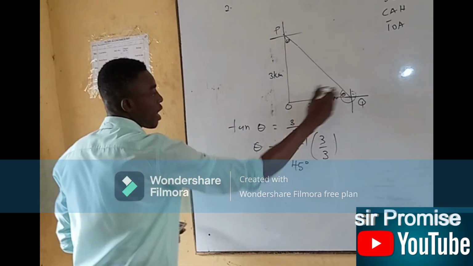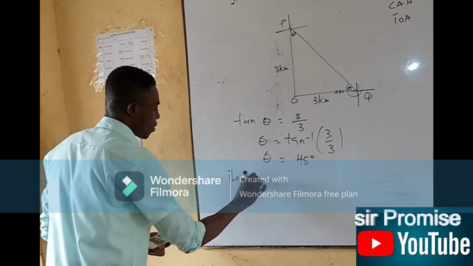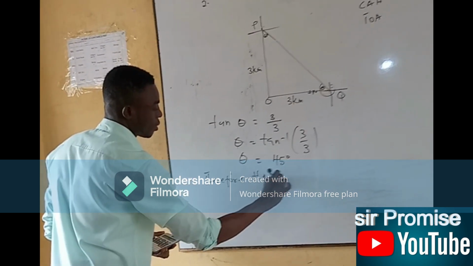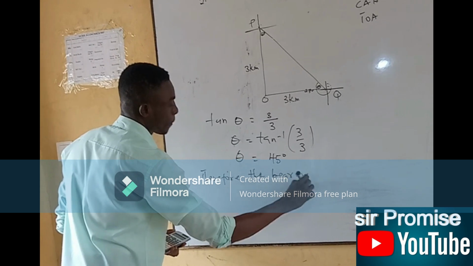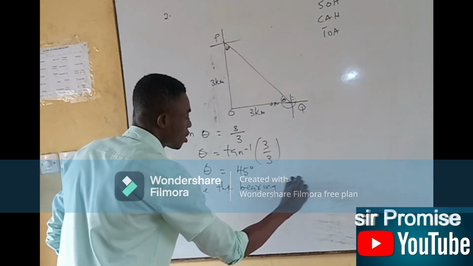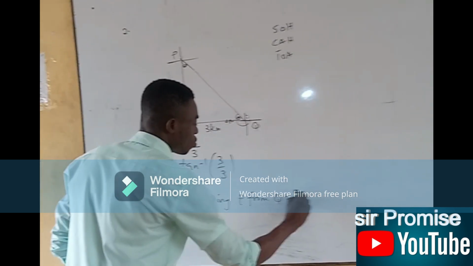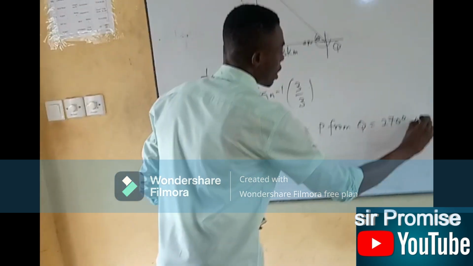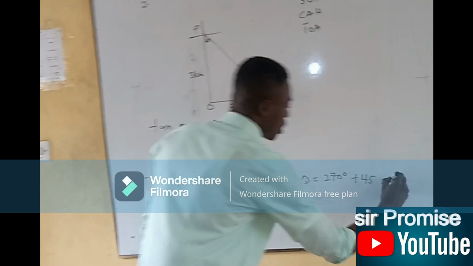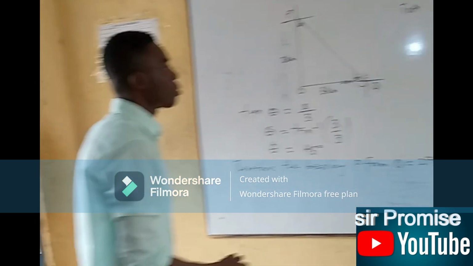To find the bearing, you just write: therefore, the bearing of P from Q will be equal to the 270 plus the 45, and this one is going to be recorded to be 315 degrees. So that will be the first one.